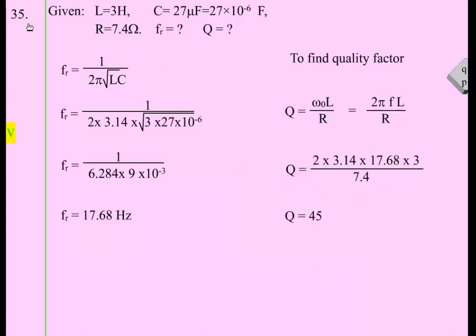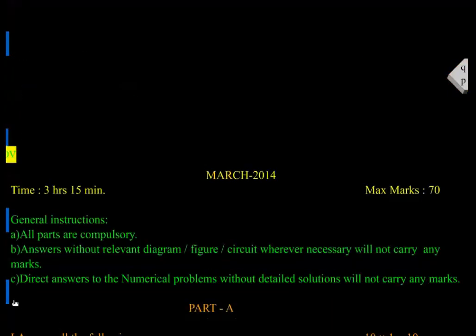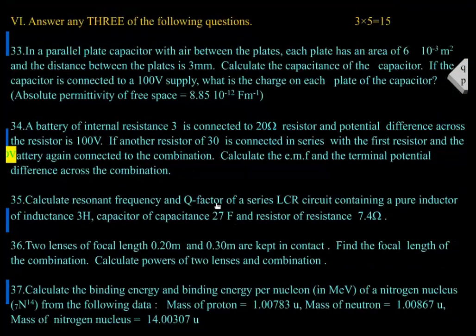So this is the 35th problem. Now let us discuss the 36th problem in the question paper. Look here: two lenses of focal length 0.2 meter and 0.3 meter are kept in contact. Find the focal length of the combination. Calculate the powers of the two lenses and of the combination.